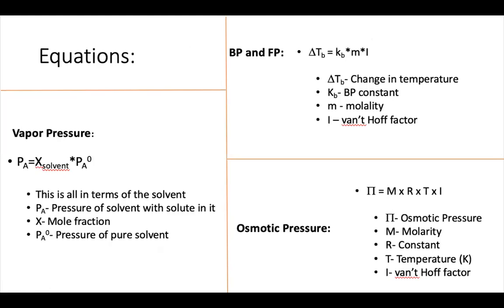R is a constant, and I saw somebody ask about that in the chat, so I'll come back to that. T is our temperature in Kelvin, and i is our Van 't Hoff factor. We also see the Van 't Hoff factor in boiling and freezing point. We do not see it in our vapor pressure equation. And really, i, our Van 't Hoff factor, is just accounting for how many ions our compound will split into when it's added to the solvent.